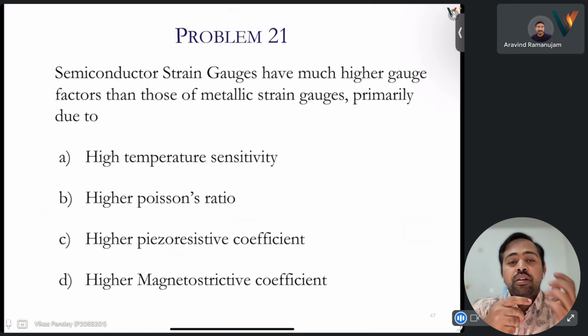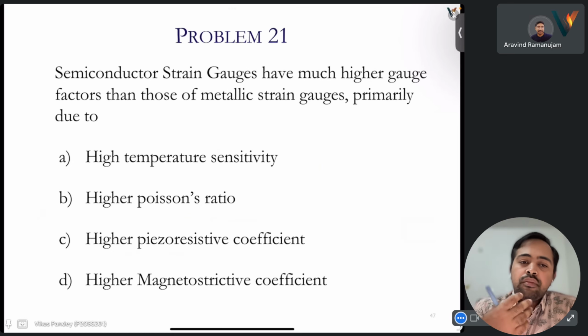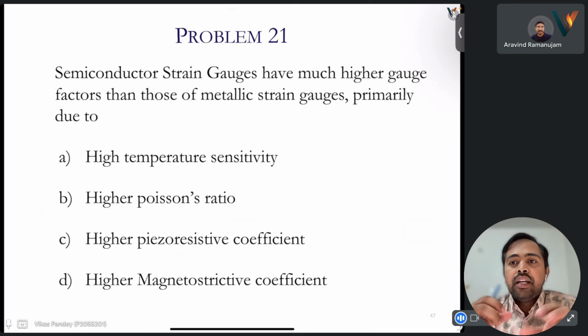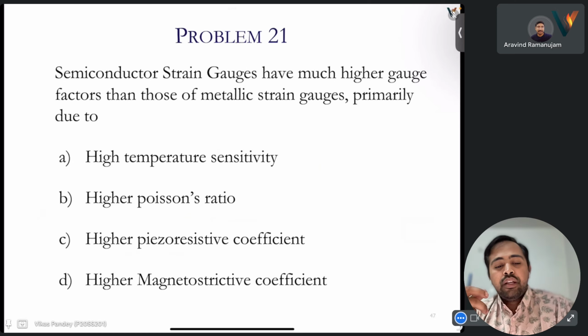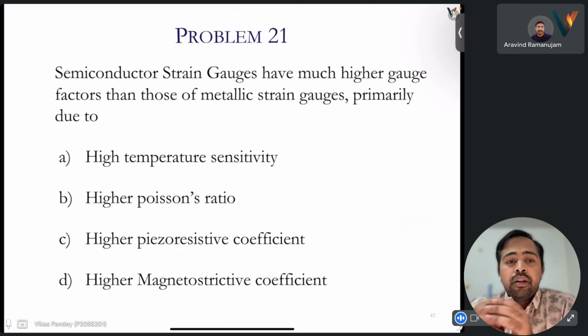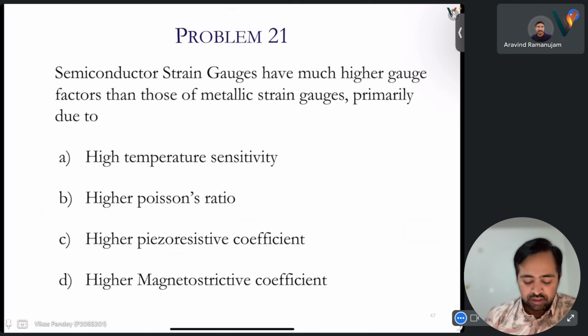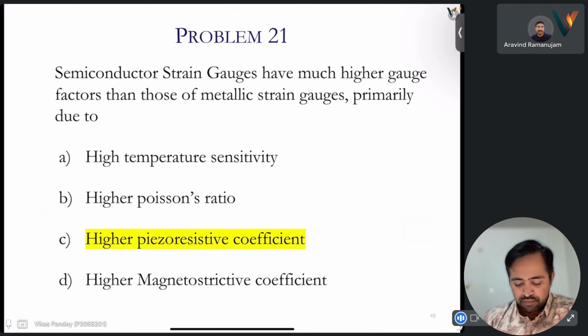Whereas when it is a piezoresistive material, other factors also play a role. The piezoresistive property will also play some role in this strain and will increase the gauge factor of the material. So which will be the correct answer? C, I thought so. Yeah, so C should be the correct answer.